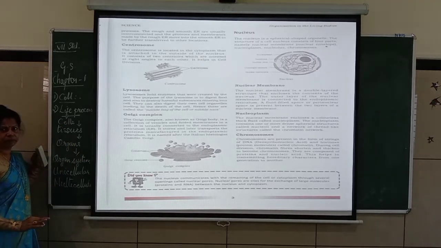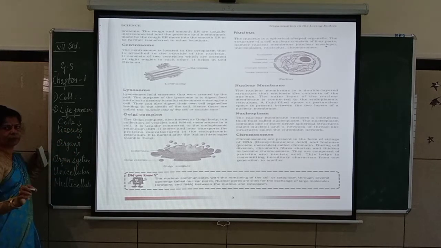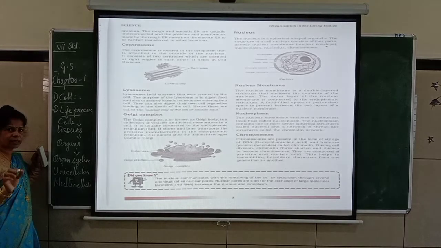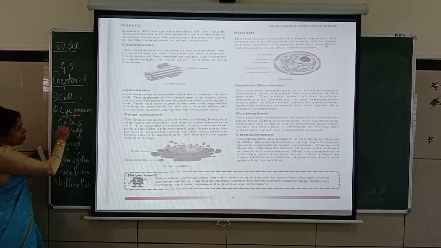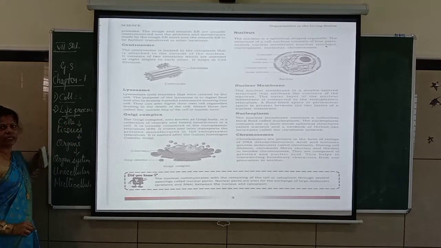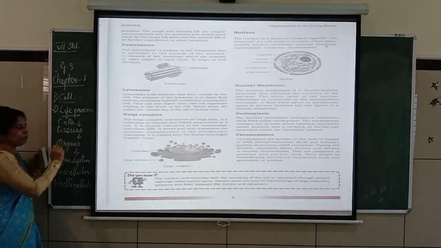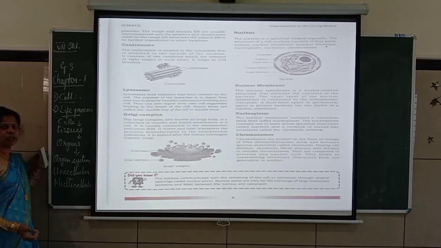Discussion further. Got my point? So first is about the cell, the founder. What is the founder? The cell means the basic structural and functional unit of life. So a group of cells of the same type will form tissues. A group of tissues of the same type will form organs, which perform a particular function. It will not do any other function. Heart means what? Pumping of blood. So which type of tissue? Cardiac tissue.